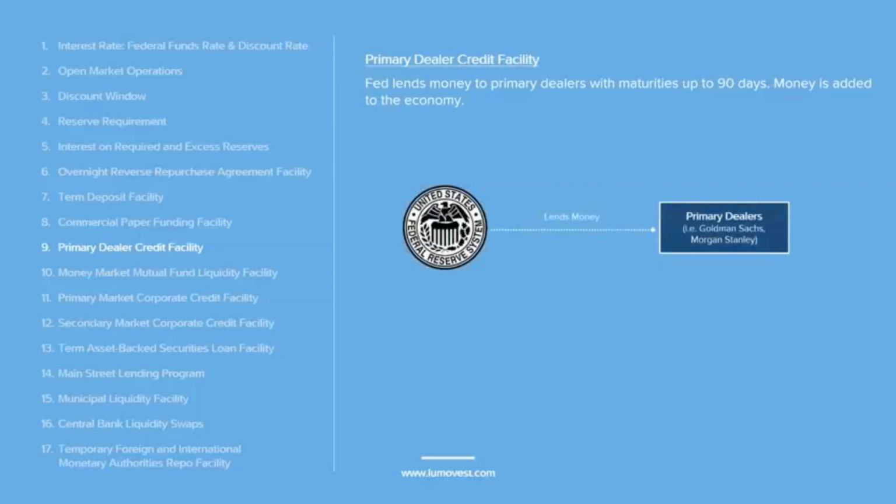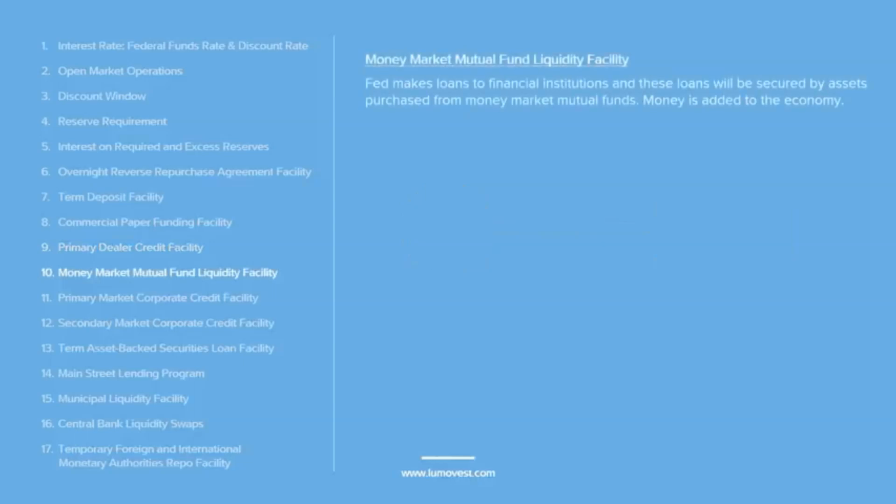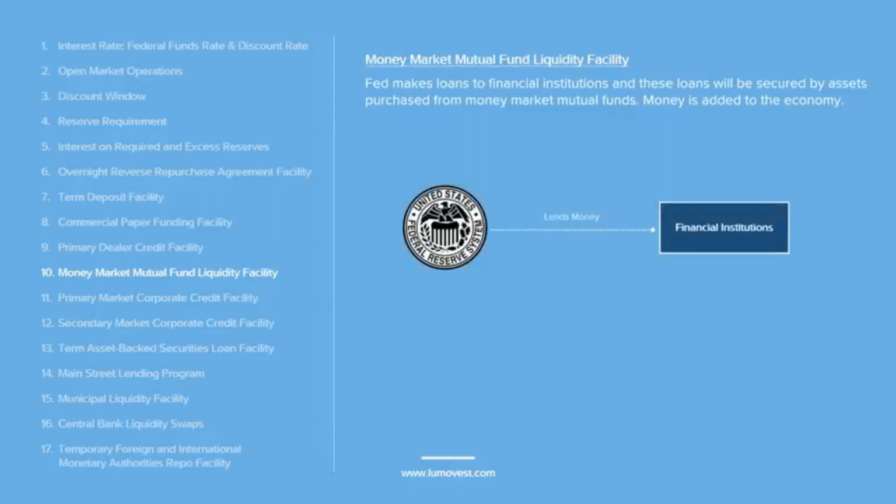Primary dealers can include banks as well as securities brokers. Through the Money Market Mutual Fund Liquidity Facility, the Fed makes loans to financial institutions, and these loans will be secured by assets purchased from money market mutual funds.